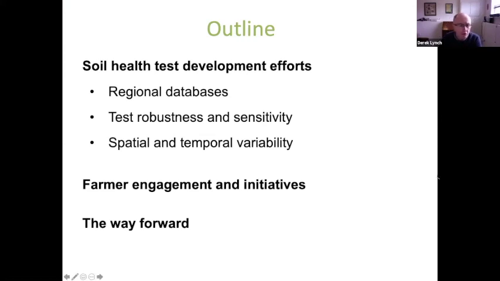Also, I'm going to talk briefly about some examples of assessing farmer engagement and interest in soil health, and farmer-led initiatives on soil health. And lastly, the way forward, hopefully tackling at least one of the questions posed for the panel today.